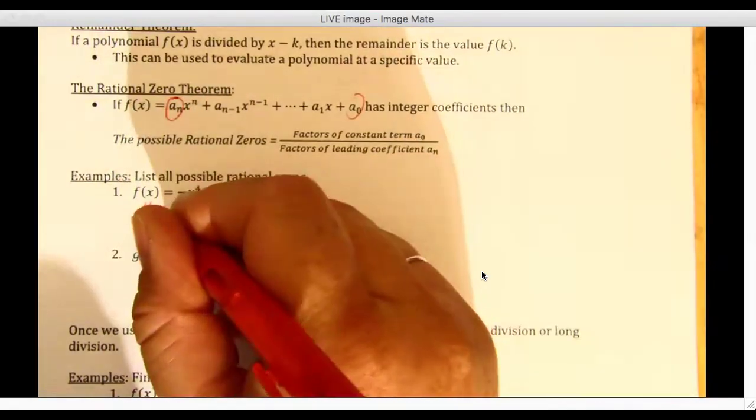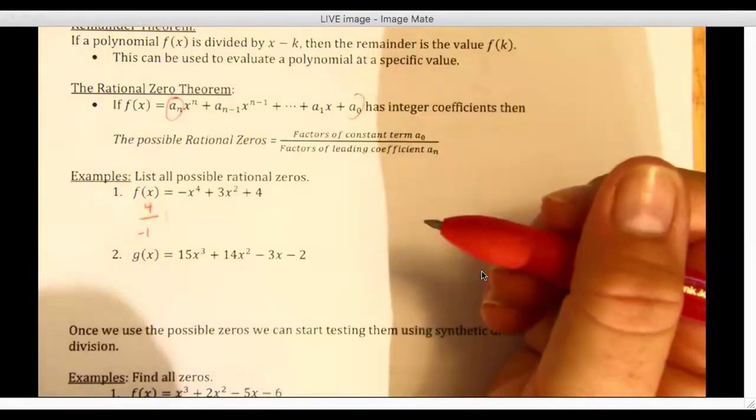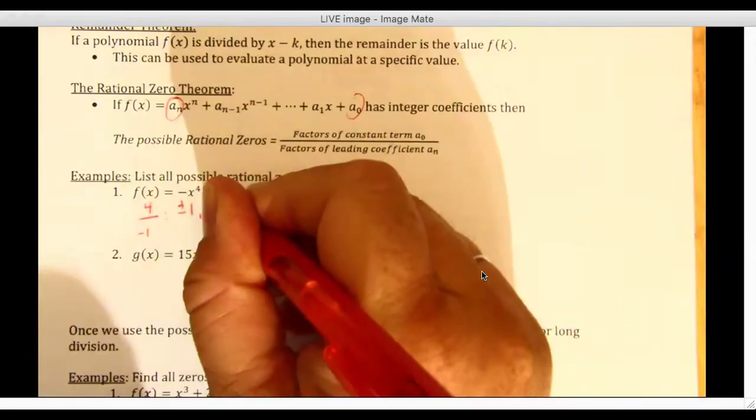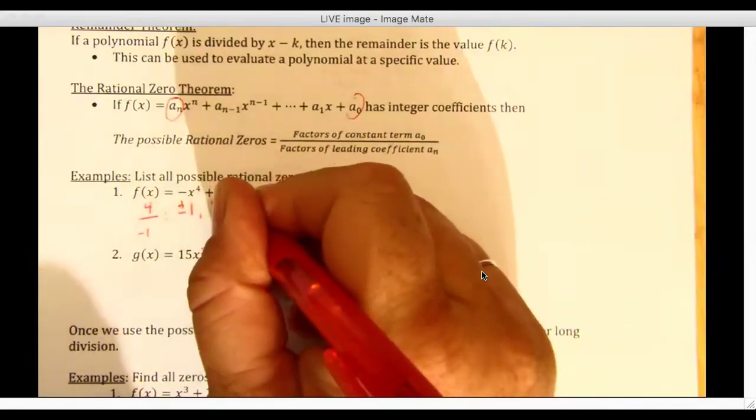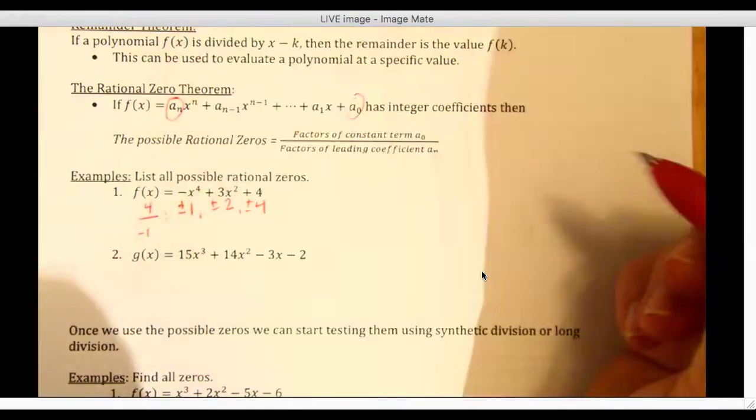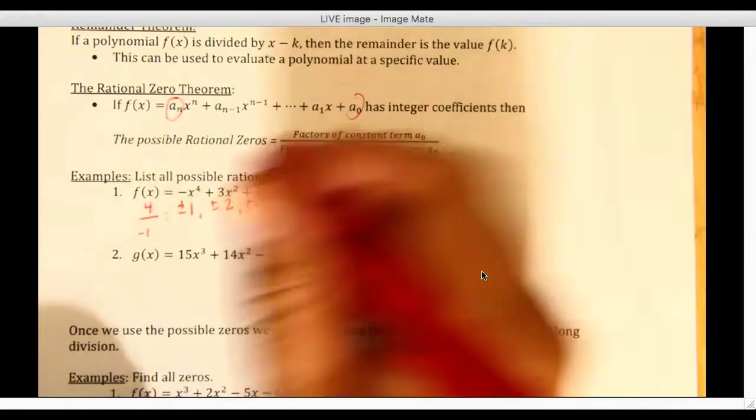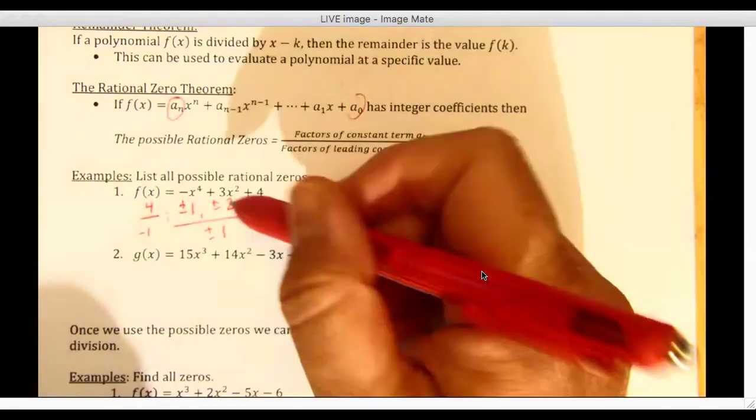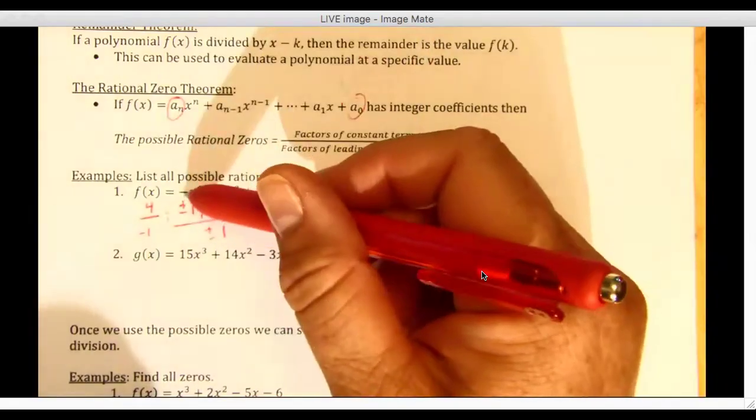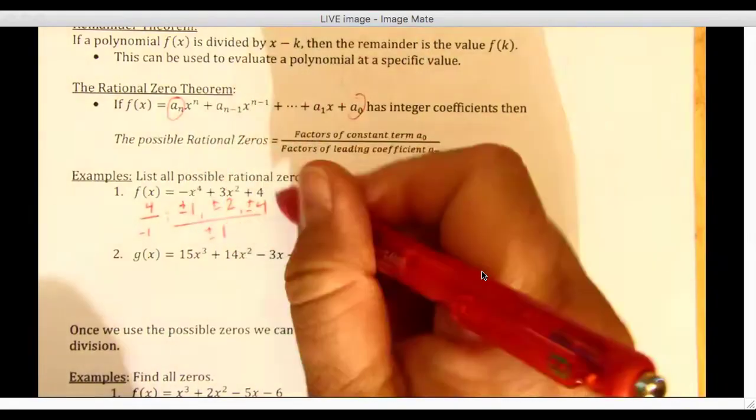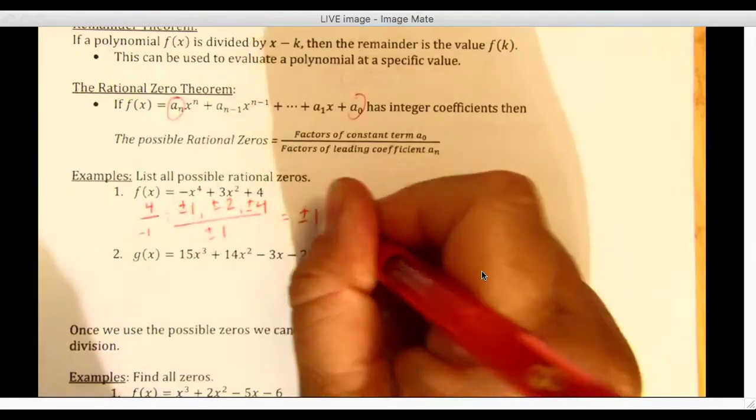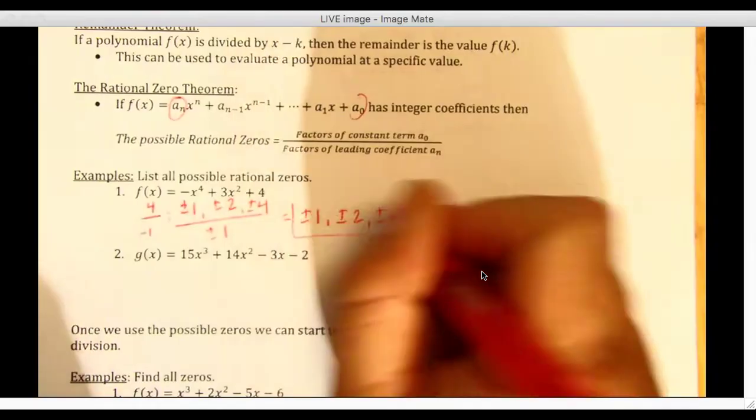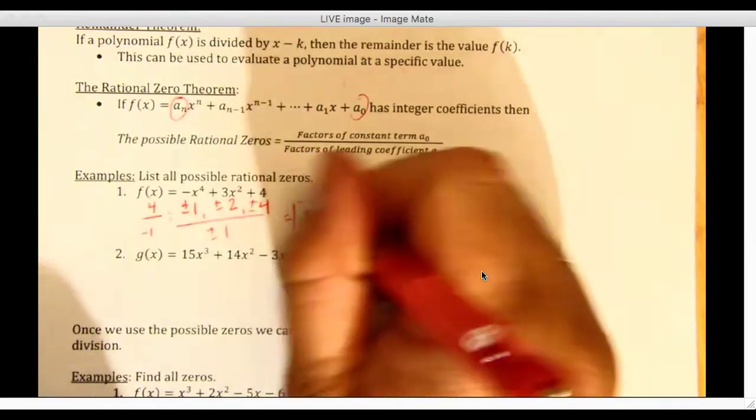Now, for all of these, I'm going to want the positive and negative version of each of them. So positive and negative 1. 4 is also divisible by 2 and 4, and those are all of the factors of 4. -1 just has positive and negative 1. So I need all these combinations: 1 over 1, 2 over 1, 4 over 1. And that would just be positive and negative 1, positive and negative 2, positive and negative 4. And those are all of the possible rational roots.